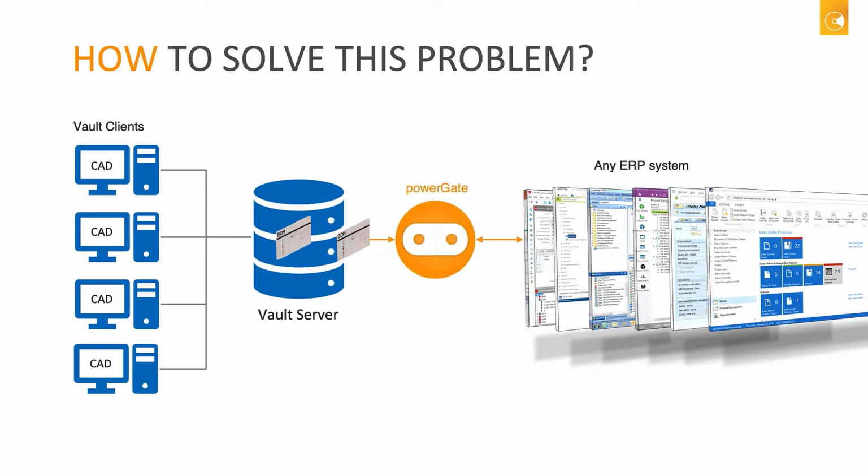Software that is able to collect the data from Vault and bring it into the appropriate ERP system, in the right place, in the right way, and at the right time. This is where powerGate comes into the game. It connects Vault to any ERP system in a modern and elegant way by acting as a translator. It understands CAD and Vault, and can connect to any ERP system to create items and transfer the BOM securely.